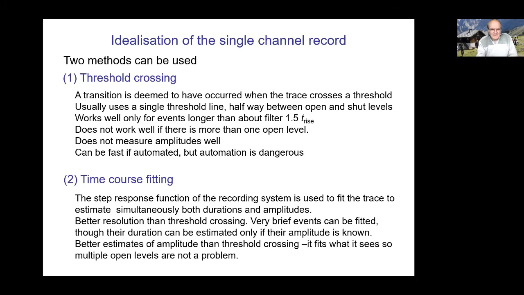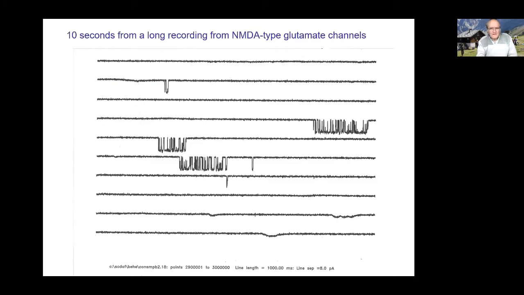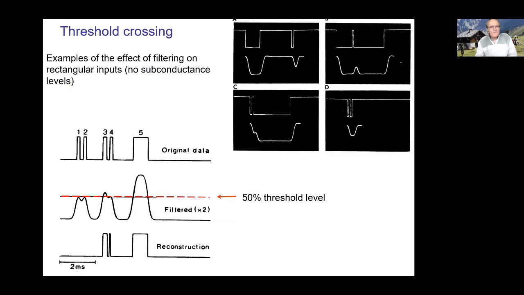I'll illustrate that in a minute. So we've got a long record like this, and we want the open and shut times. So with threshold crossing, you can illustrate it here. These are two short openings, two more short openings, and a longer opening.